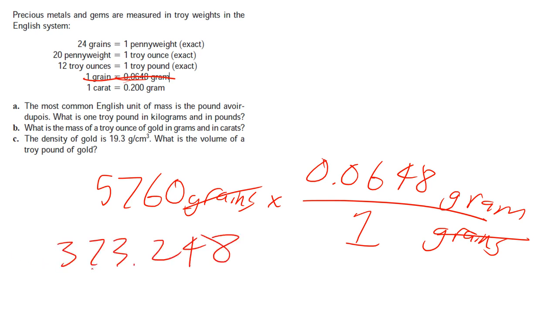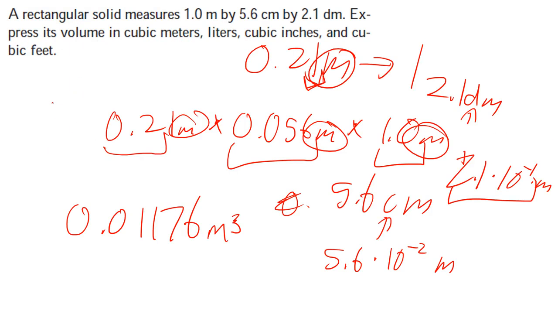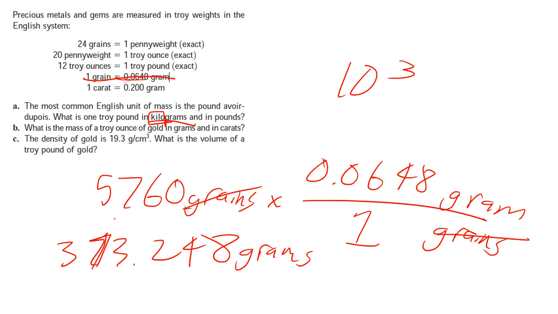Okay, now we're almost done. This is grams, but we don't want grams, we want kilograms. Now kilo, remember, is 10 to the 3. If you go back to our table, kilo is 10 to the 3. So we go back and we've got to do another conversion. We want to get rid of grams, we want kilograms.